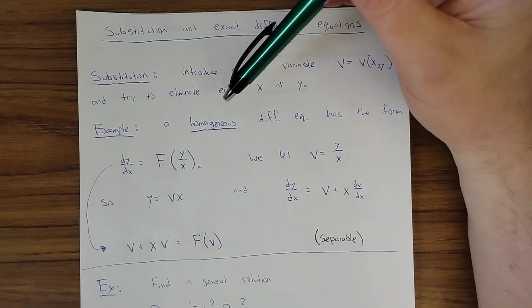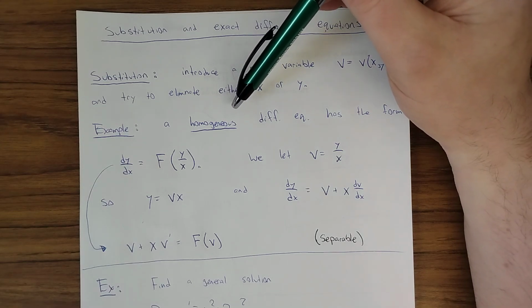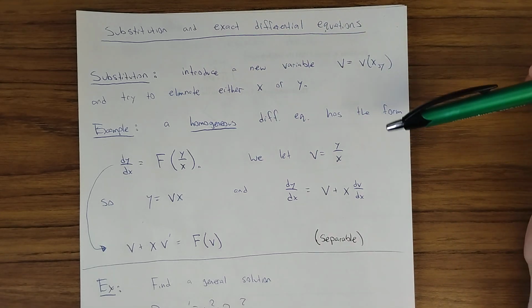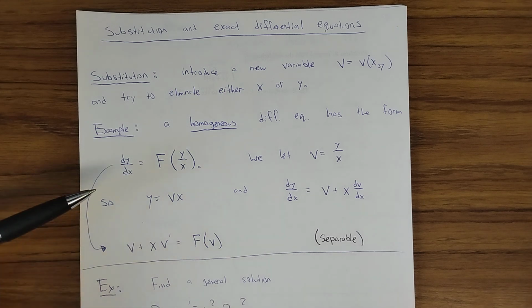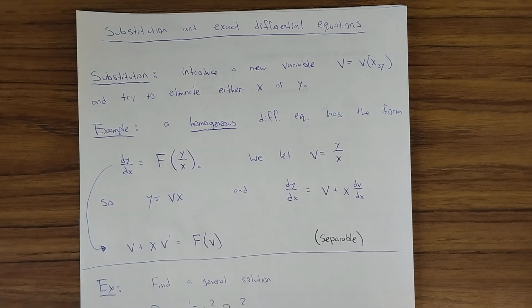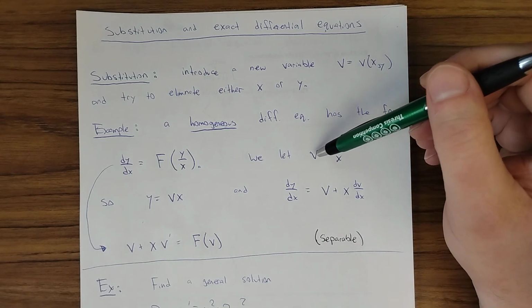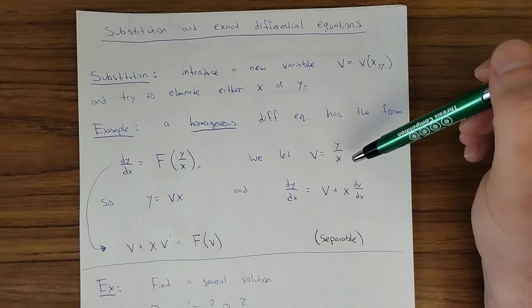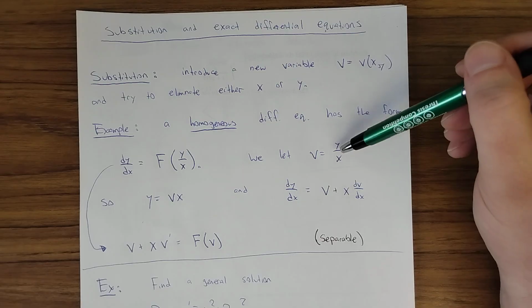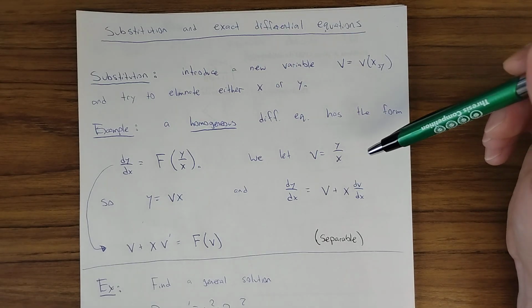So an important type of substitution is when you have a homogeneous differential equation, which is one that has the form, if you can write it this way, dy over dx is a function of y over x. If you happen to have such a thing, we substitute this v. Like I said, v can be any function of x or y. In general, it could be whatever, but in this case, it's going to be y over x.